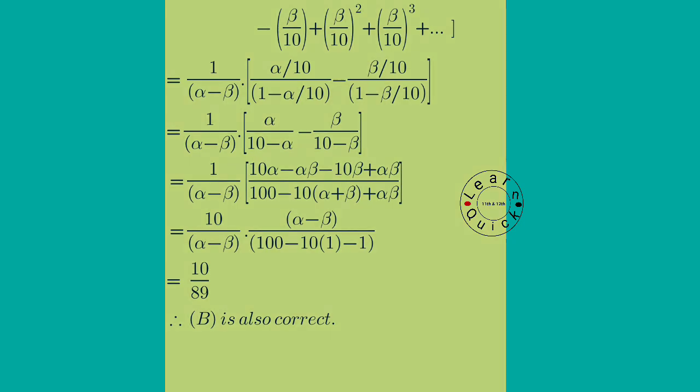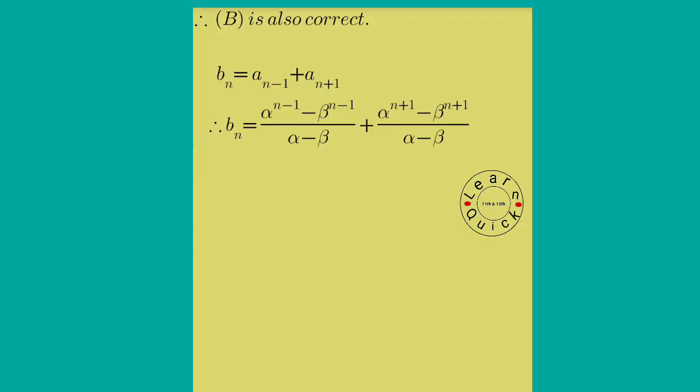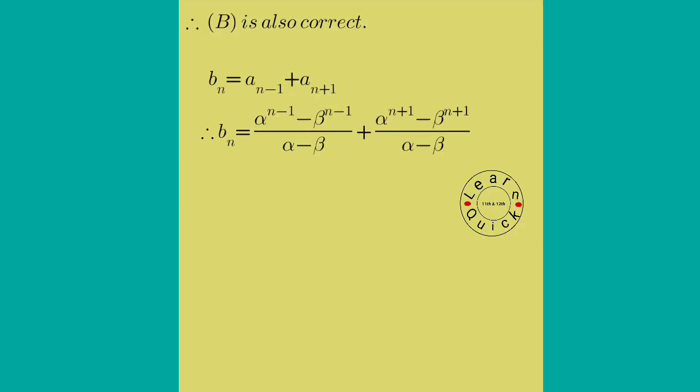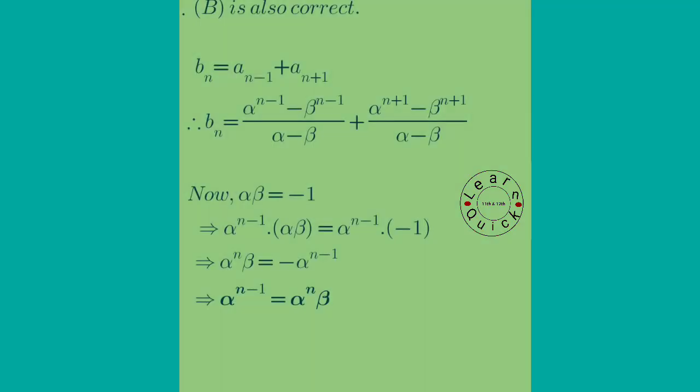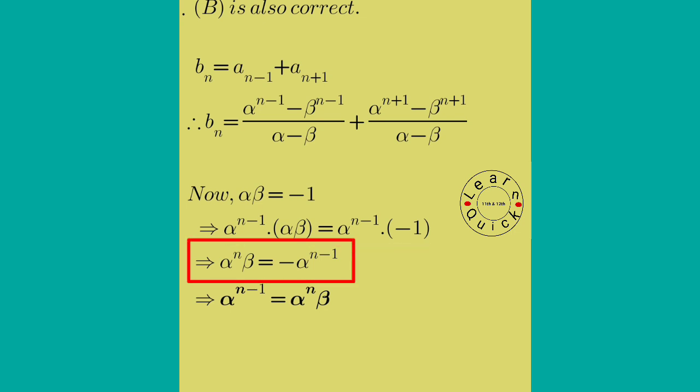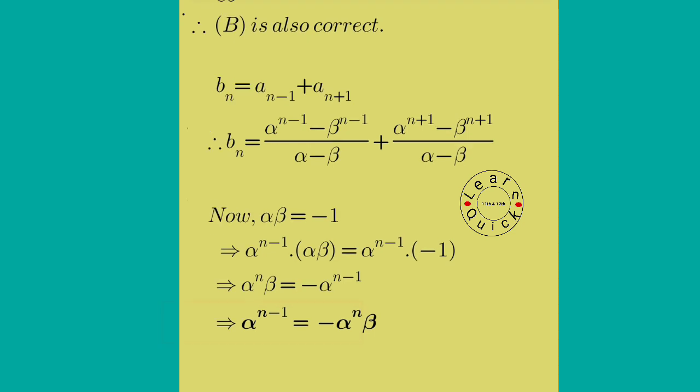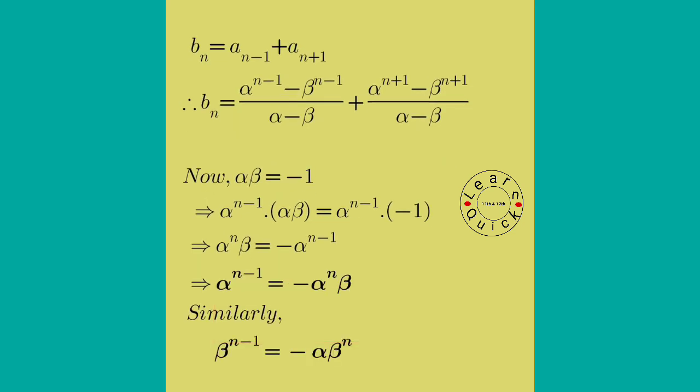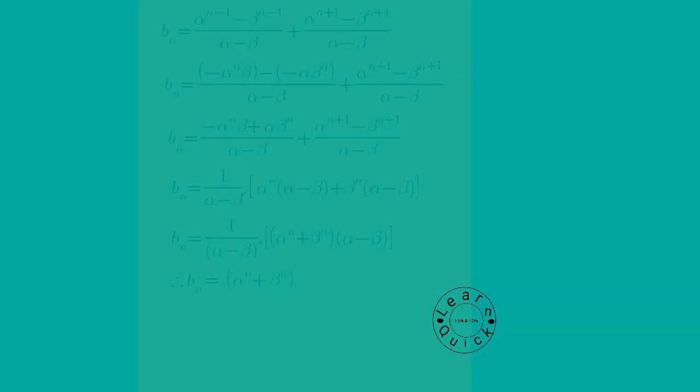So now we move over to the third part of the question, which says b subscript n is a subscript n minus 1 plus a subscript n plus 1. Putting their values you get expressions like these. Now we'll use alpha into beta product is minus 1, multiplying both sides with alpha to the power n minus 1, you get alpha to the power n into beta is minus alpha to the power n minus 1. Or alpha to the power n minus 1 is minus alpha to the power n into beta. Similarly, we get beta to the power n minus 1 is minus of alpha into beta to the power n.